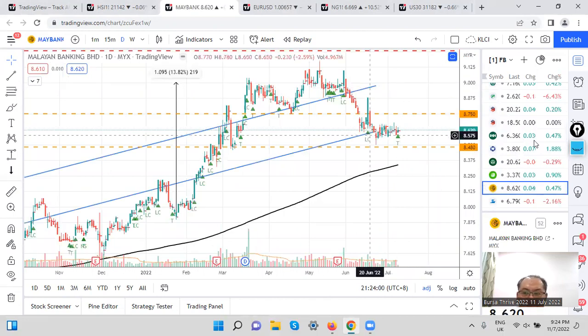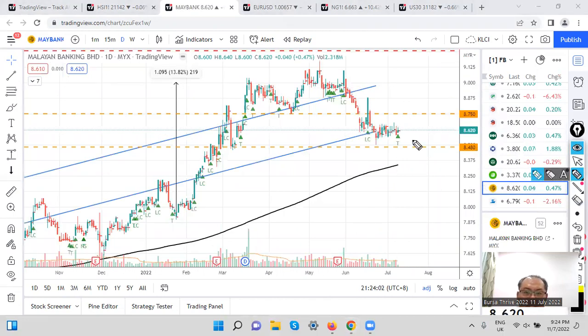Maybank is also trying to hold here. That's why when the OPR, anything happened, it didn't jump. If the OPR goes up, the loan might drop. Once loans drop, this one will drop to the 200 MA line.